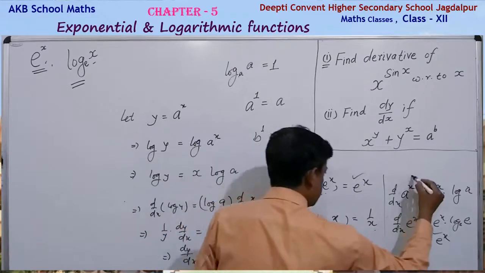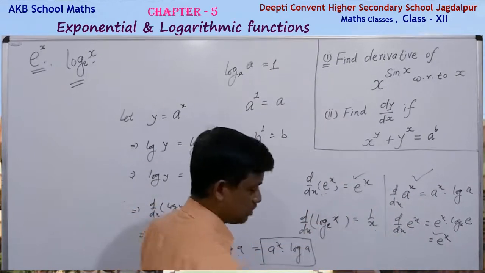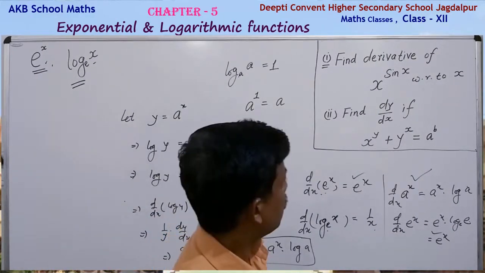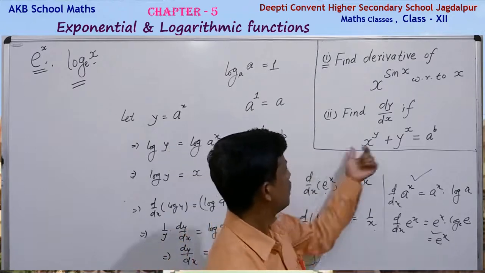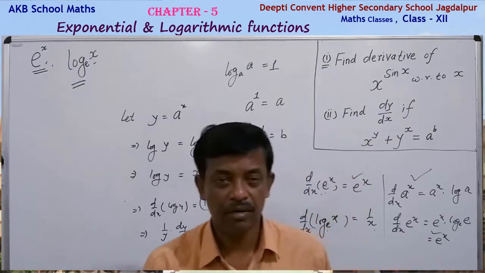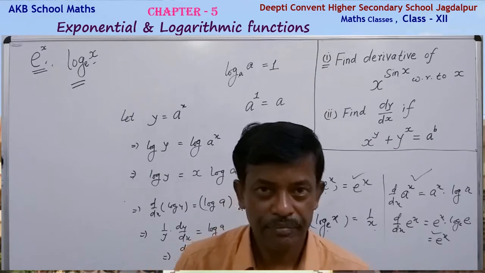So this is the derivative of e to the power x, and the derivative of log x is 1 by x. So this is our basic formula for using logarithmic differentiation. Okay, take the log and then differentiate in the next question. So see carefully how we use logarithms to find derivatives.